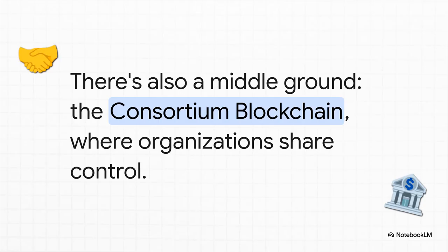And you know, it's not just one or the other. There's also this sort of hybrid model called a consortium blockchain. The best way to think of this is like a group of companies, say a bunch of different banks, all agreeing to share and manage one single notebook together. It's not totally public, but it's not controlled by just one company either.